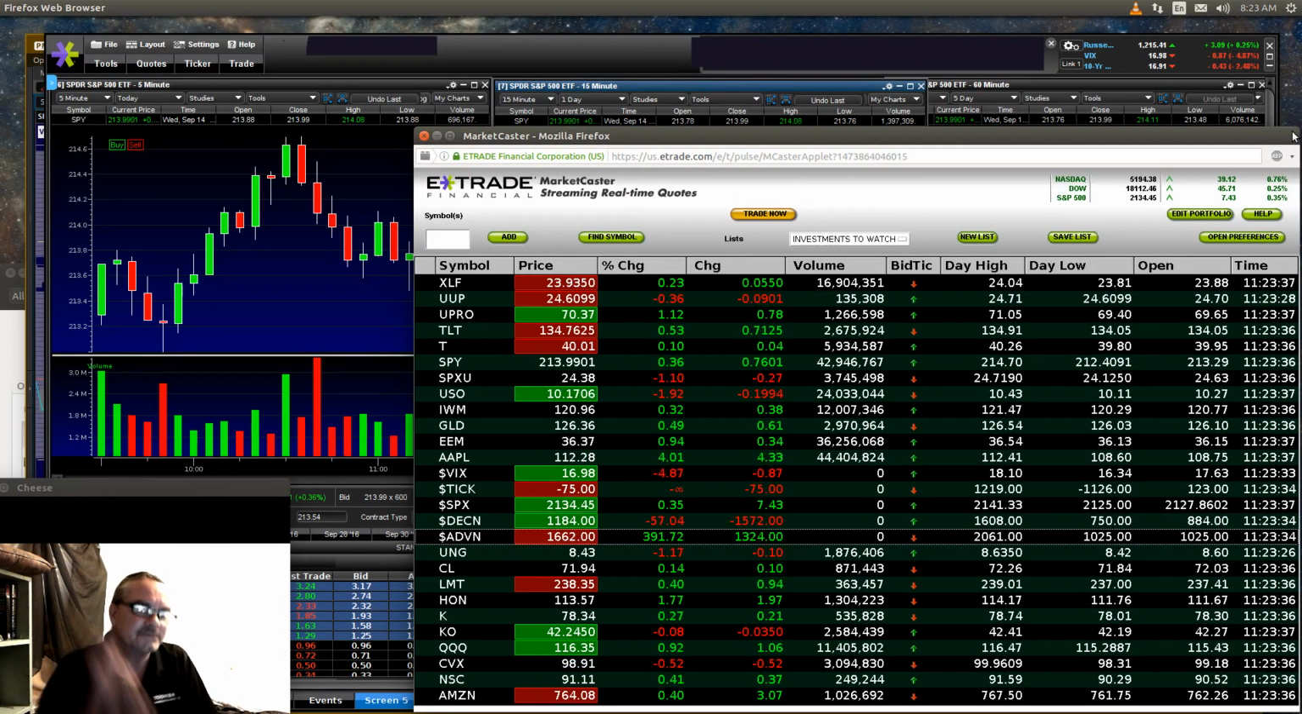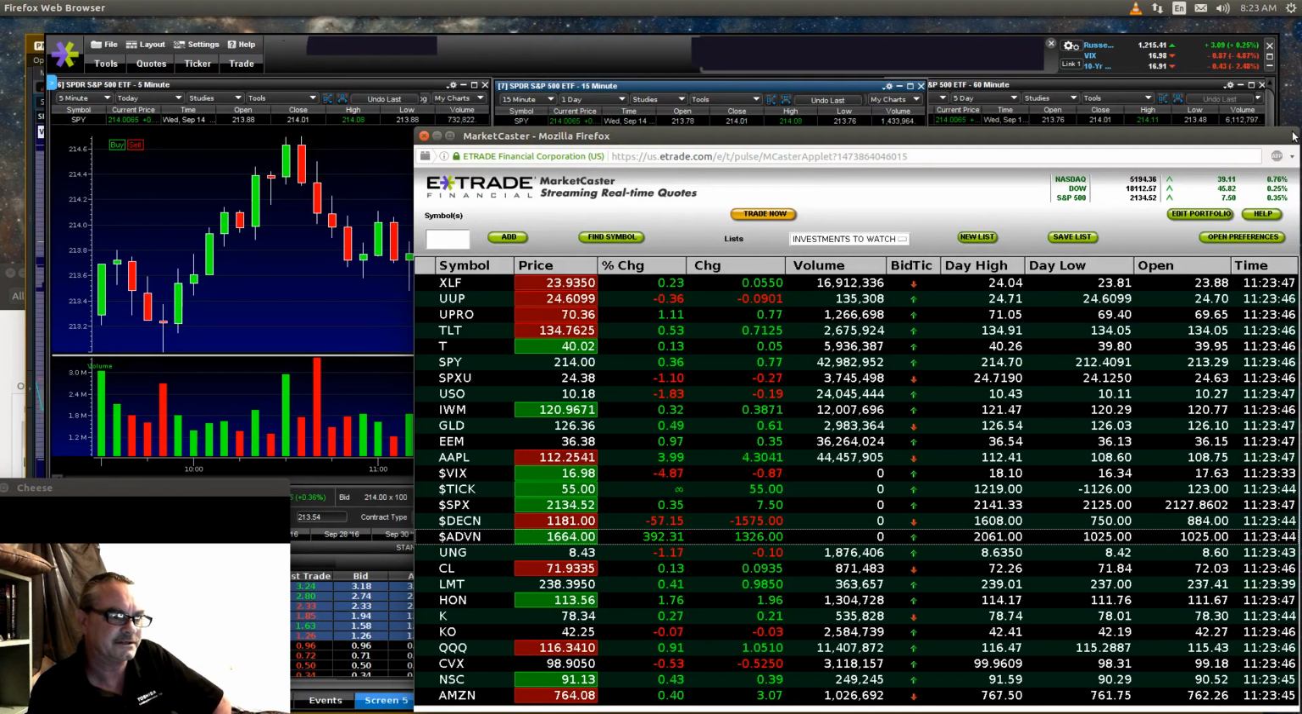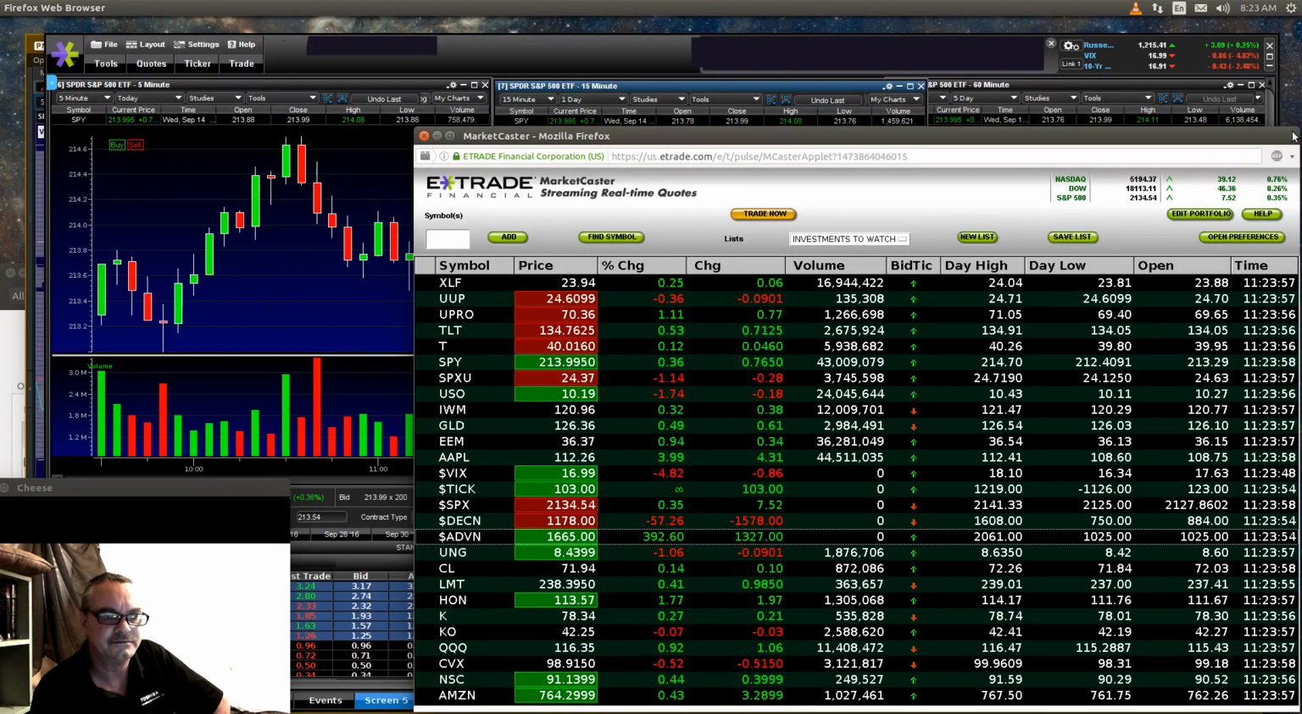7 handles with 1660 stocks advancing behind the 7 handle move. I would call that in line. That's about how many stocks should be advancing with that kind of number.